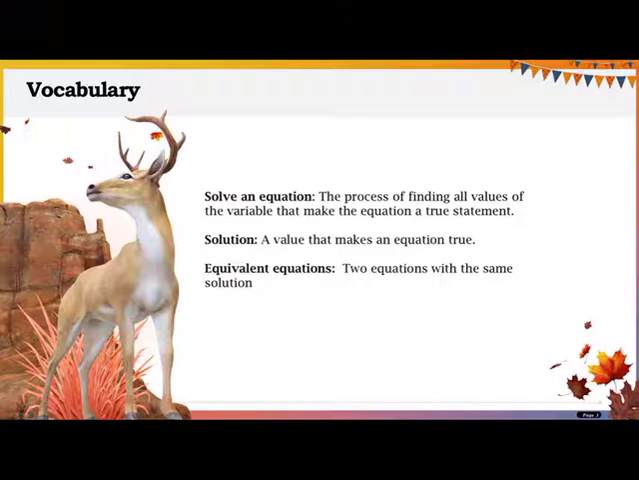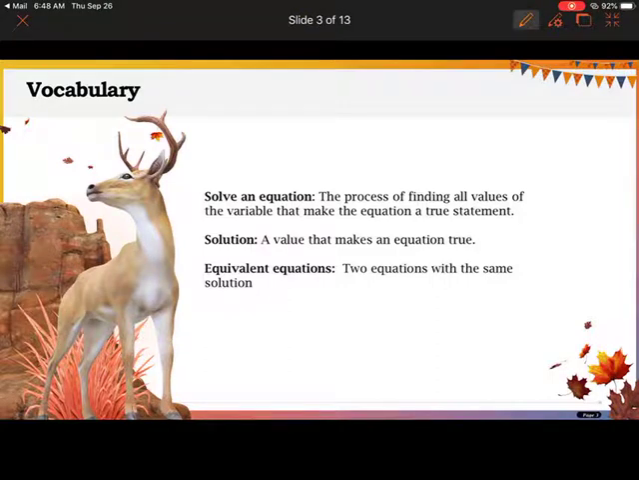So vocabulary for today, I would probably write this down. Solve an equation: it's the process of finding all values of the variable that make the equation a true statement. A solution: a value that makes an equation true. Equivalent equations are 2 equations with the same solution. That means that you have 2 totally separate equations that are equal.